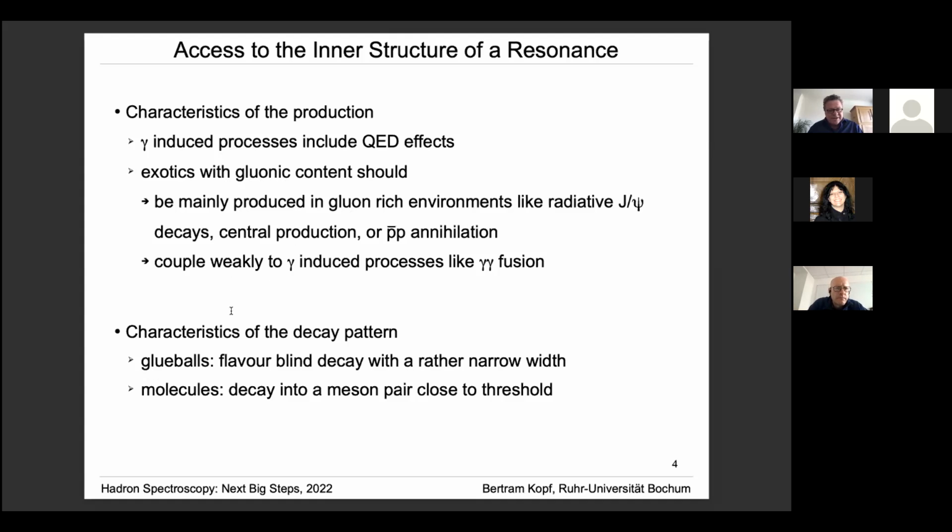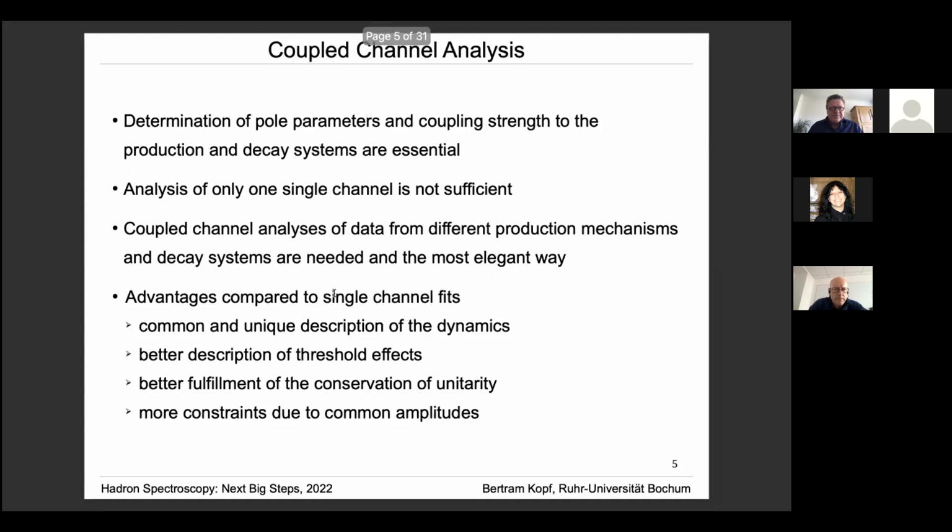The characteristics of the decay pattern are also very important and helpful. One example is that glueballs should decay flavor-blind, while hybrids or molecules should decay into meson pairs close to threshold. So all in all, to summarize, it is very important to determine in a very precise way the pole parameters and especially also the coupling strengths of the production and decay systems. And these are really the essential key points in order to categorize the different resonances which one can see.